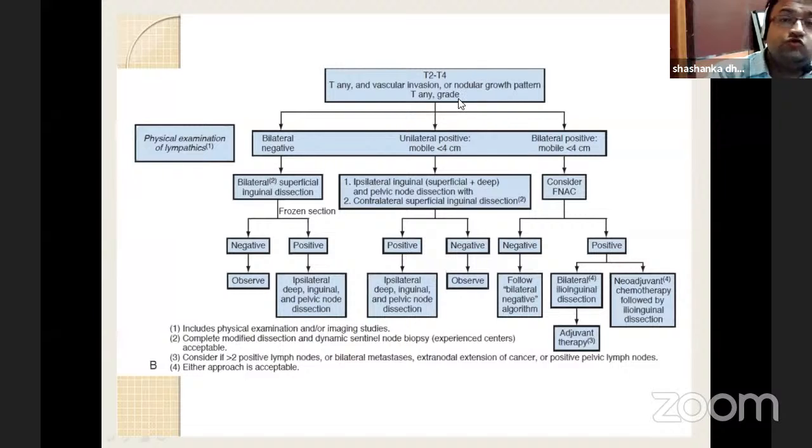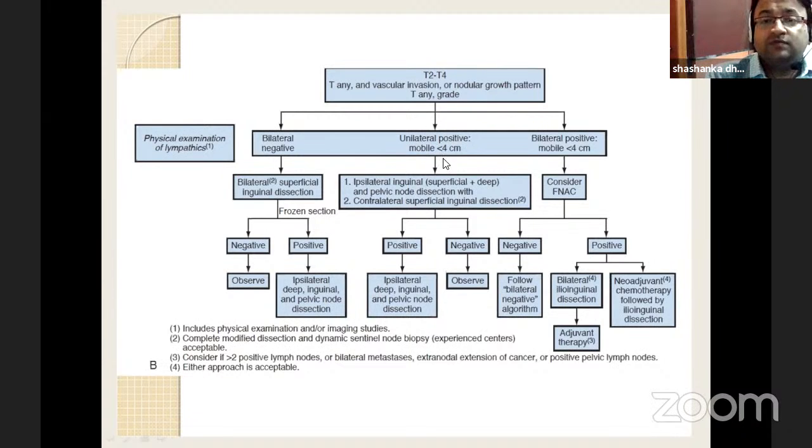In T2 to T4, in all the cases, whether it's negative or positive, we have to do some kind of inguinal lymph node dissection. So if it's bilateral negative, we do a bilateral superficial. We send it for frozen section. If it's positive, we proceed to a full superficial, deep and pelvic lymph node dissection. If it's negative, we observe.